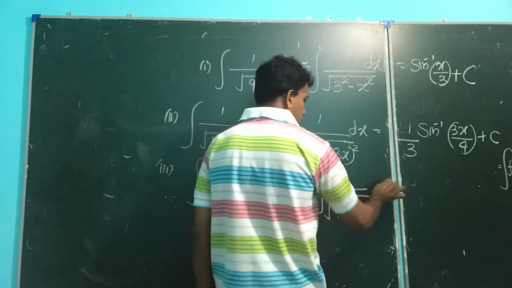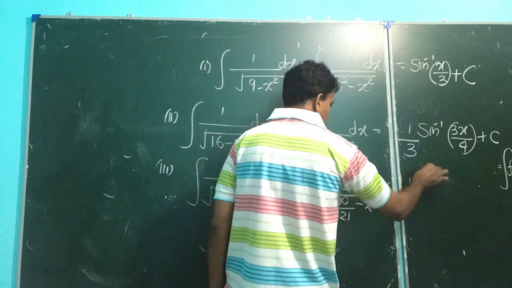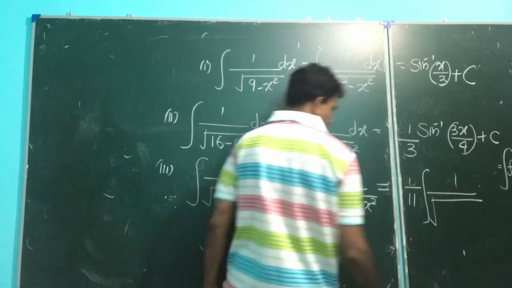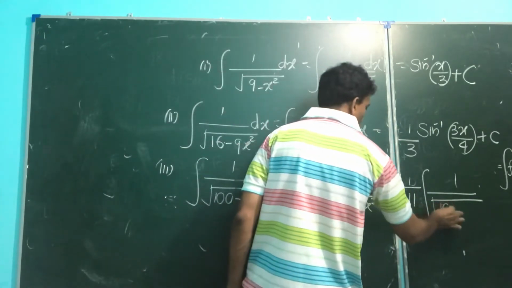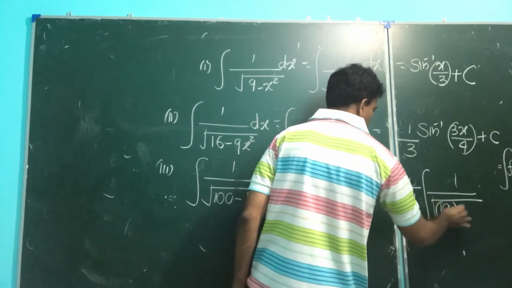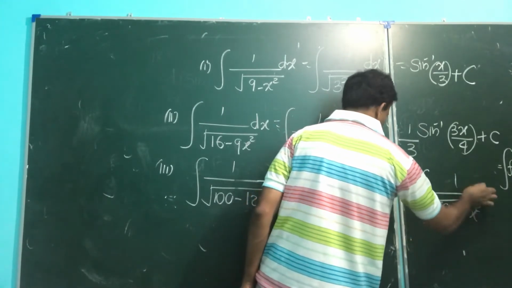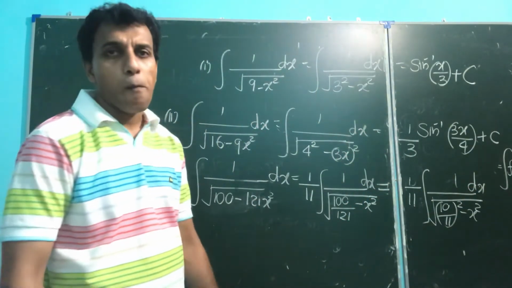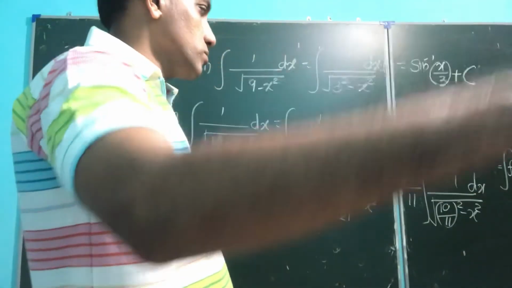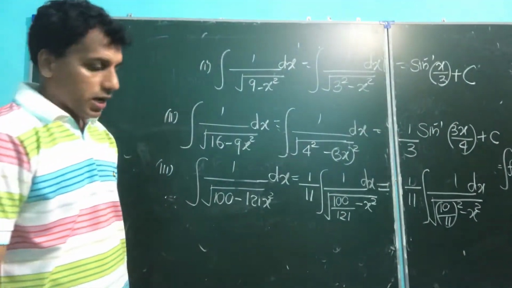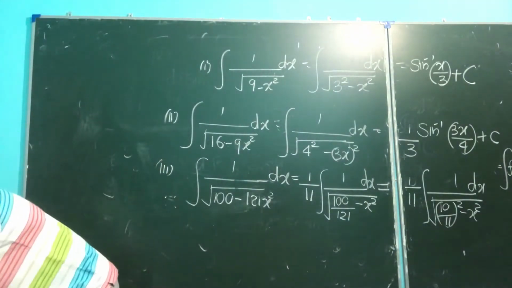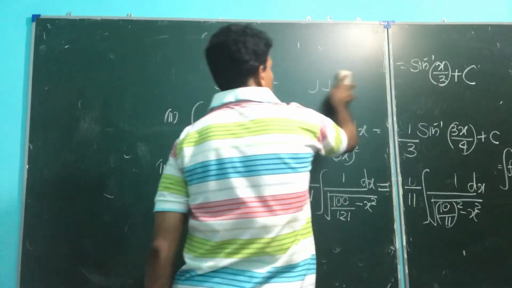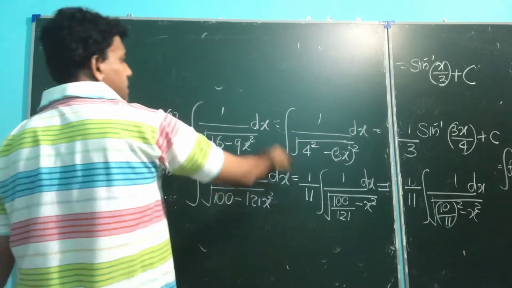Or further, you can write that's equal to 1 over 11 integral 1 over square root of (10 over 11) square minus x square dx, integrating with respect to x. Then get the answer. Now it has become the ordinary method, that is the 1 over a square minus x square form. Therefore the answer is what?